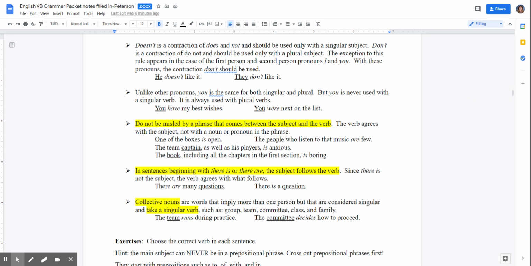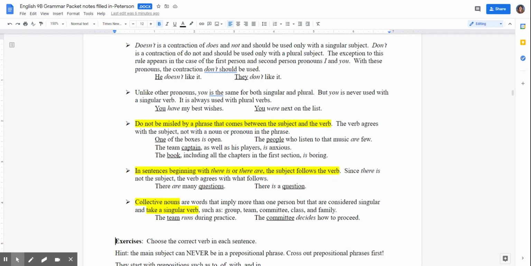Collective nouns are words that simply imply more than one person, but that are considered singular, and thus take a singular verb. Words like group, team, committee, class, and family are considered collective nouns and thus take a singular verb. For example, the team runs during practice. The committee decides how to proceed.